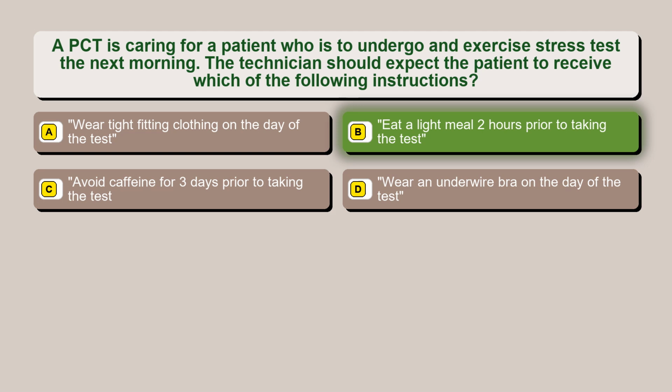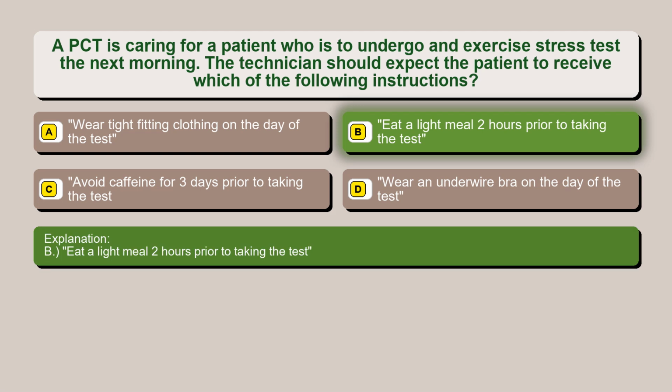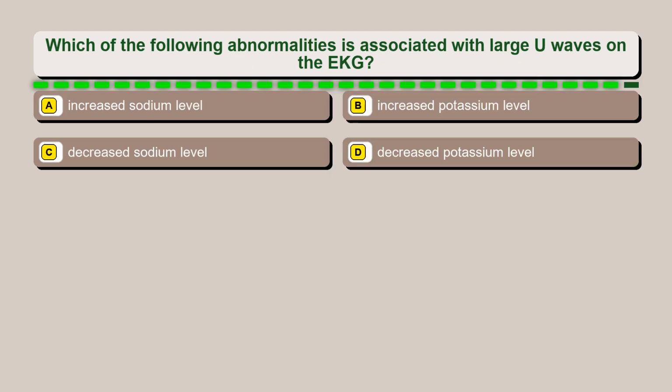The correct answer is option B, eat a light meal 2 hours prior to taking the test. Question 30. Which of the following abnormalities is associated with large U waves on the EKG?